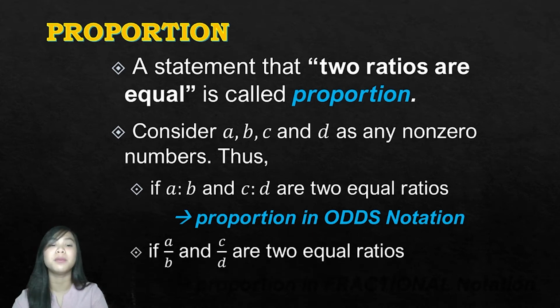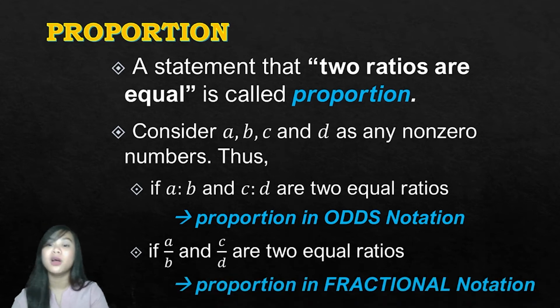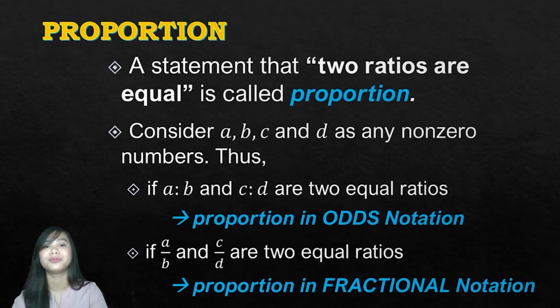Next, we have if a over b and c over d are two equal ratios, meaning the other fraction or the other ratio is just the lowest term or the equivalent ratio of the other one. So this is the proportion in fractional notation.